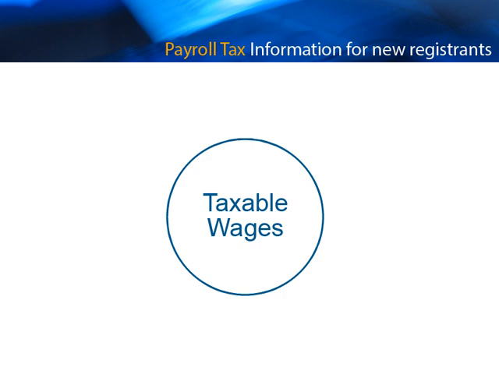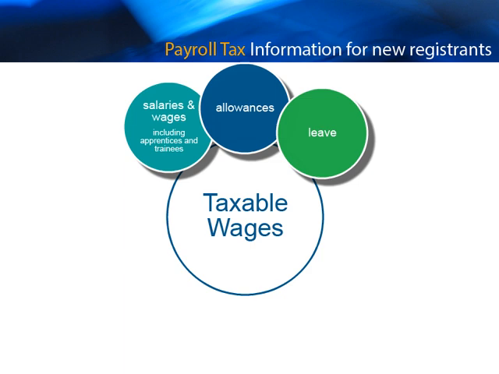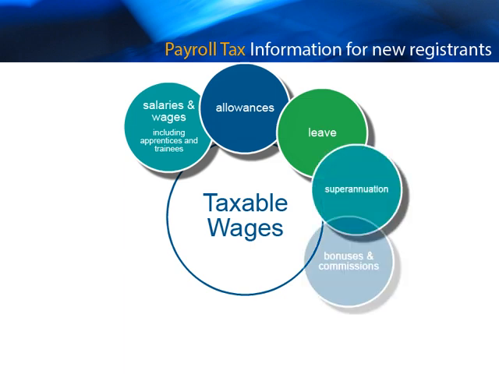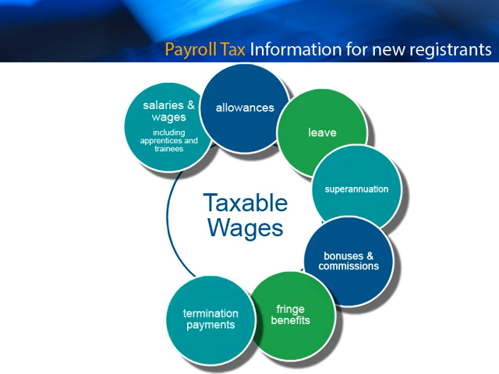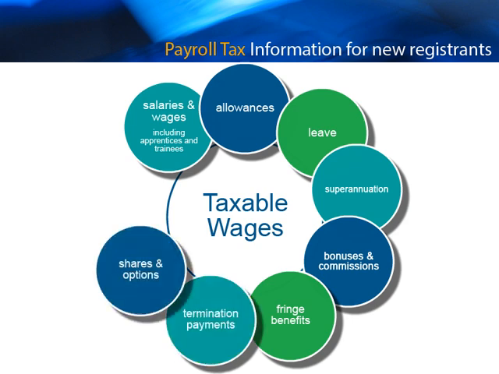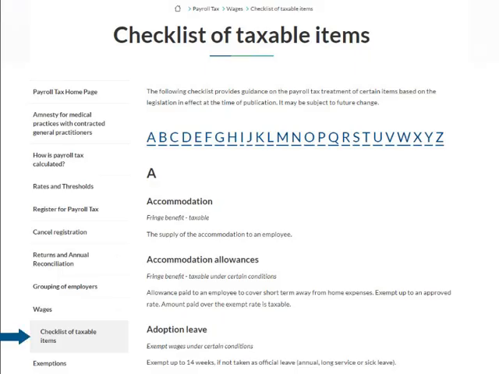Taxable wages include gross salaries and wages, allowances, leave payments, superannuation, bonuses and commissions, fringe benefits, termination payments, shares given to employees, and directors' fees. A checklist of taxable items is available on RevenueSA's website via the payroll tax menu. The checklist provides an alphabetical list and further guidance on the types of payments that are subject to payroll tax.